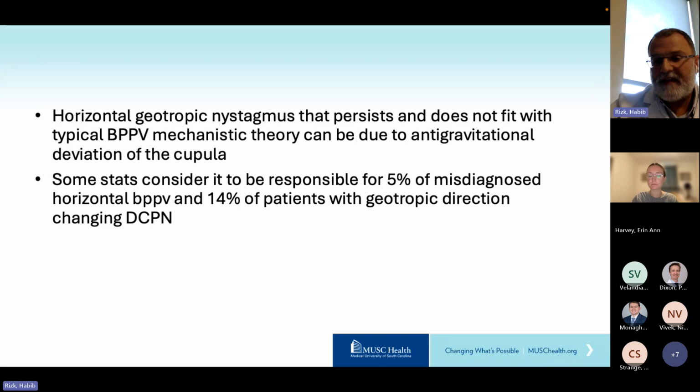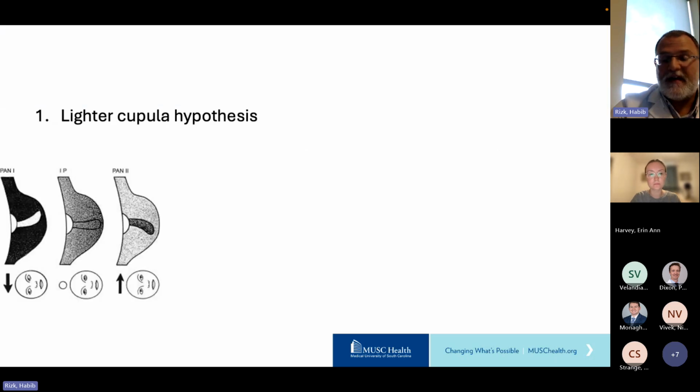So we think that about 5% of people who are diagnosed with horizontal BPPV are misdiagnosed. And the problem is not crystals that are mechanically disrupting the endolymph flow, but another mechanism that is causing that. The first theory about what that mechanism could be is a lighter cupula, a change in the cupula density. And we have something that is proven that works, that causes that. It's the positional alcoholic nystagmus.